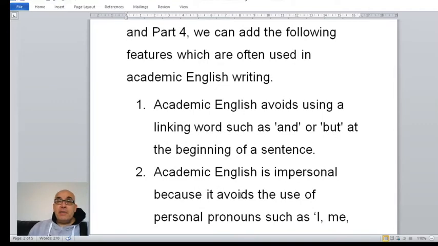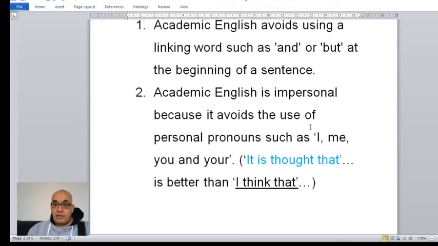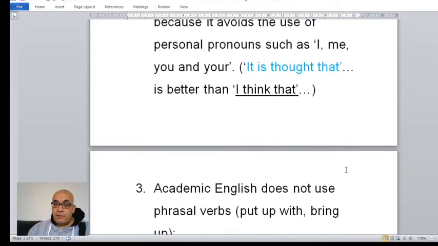Academic English is impersonal because it avoids the use of personal pronouns such as I, me, you, and you. So if I say to you, I think that A is better than B, this is informal. Formal English or standard academic English, it is thought that is better than I think that. It is believed that is better than I believe. So it is thought that is what is academic English, which is at the university level.